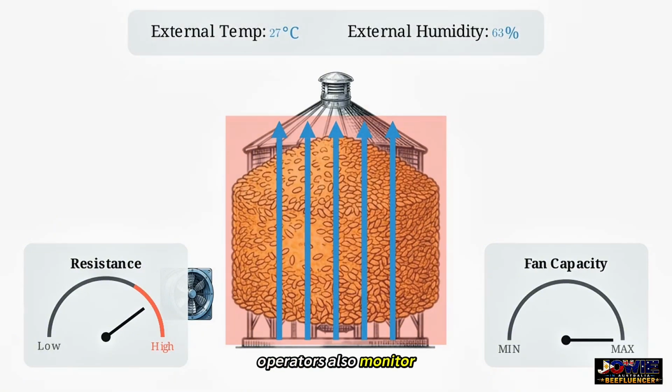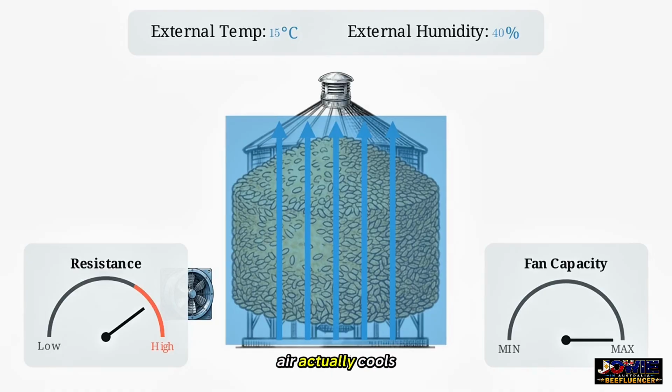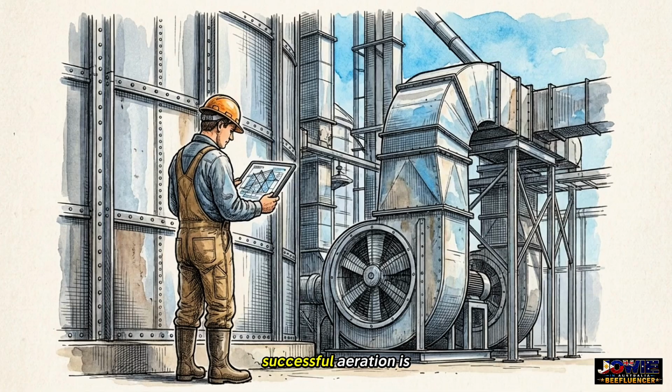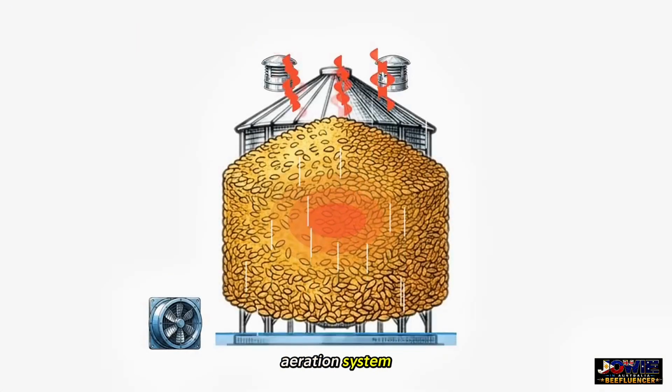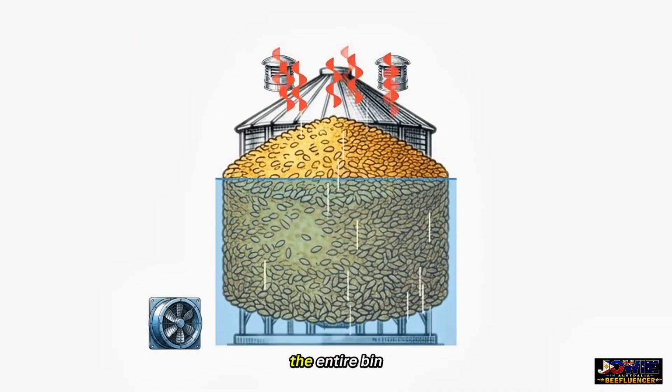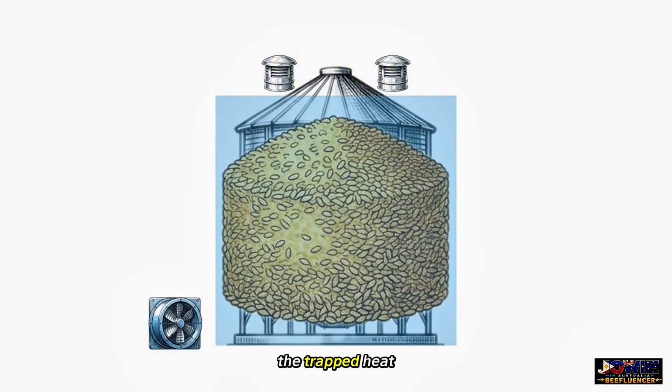Operators also monitor external temperature and humidity, ensuring the introduced air actually cools the crop. Successful aeration is an engineering challenge that balances physical depth, mechanical power, and environmental timing. A properly designed aeration system equalizes temperatures across the entire bin and flushes out the trapped heat.